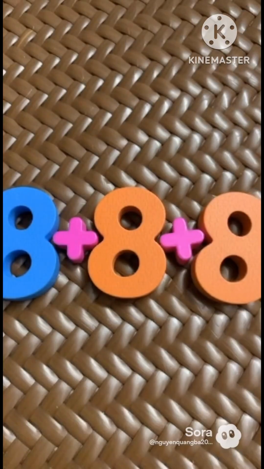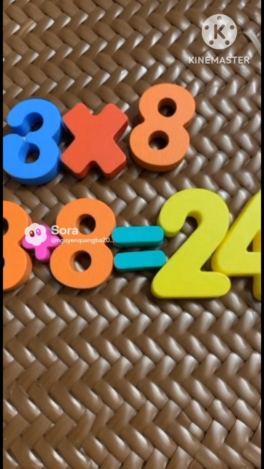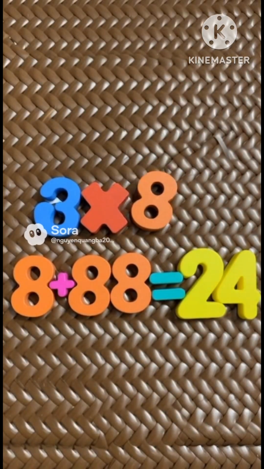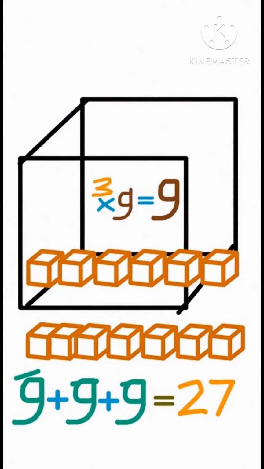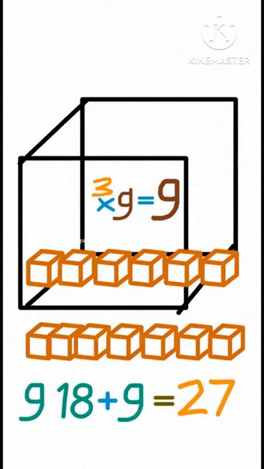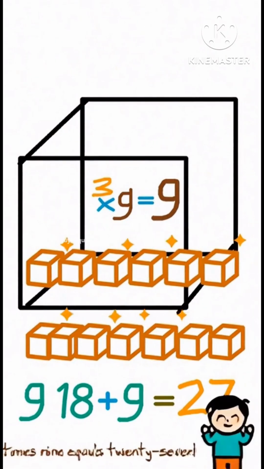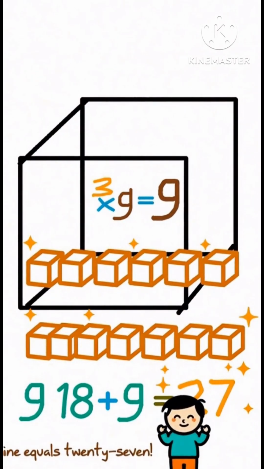3 times 8? Think of it as adding 8 3 times. 8 plus 8 plus 8 equals 24. Same total, same math. 3 times 9. Think of it as 9 added 3 times, 9 plus 9 plus 9. The first 2 9s make 18, and one more 9 brings us to 27.